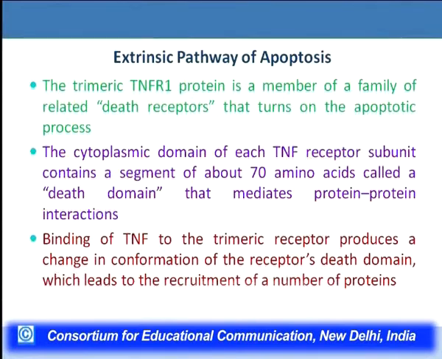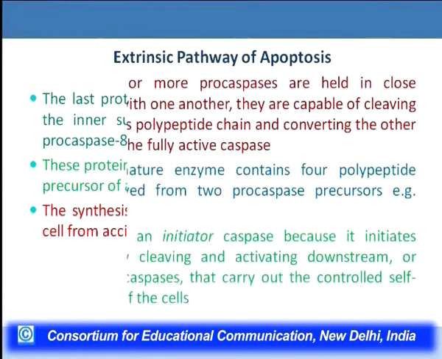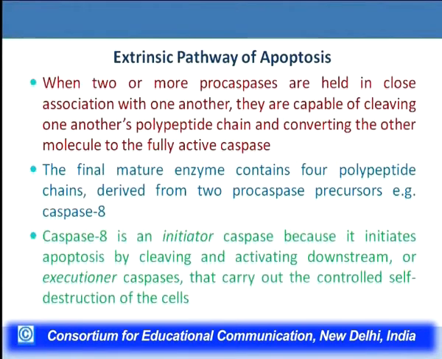Now binding of the tumor necrosis factor to this receptor produces a change in the conformation of the death domain, which leads to recruitment of a large number of proteins. The last protein to join this complex is a pro-caspase 8 molecule. It is termed pro-caspase because it is a precursor of caspase. Now these pro-caspase molecules are held in close proximity with each other, and they are able to cleave or process each other.